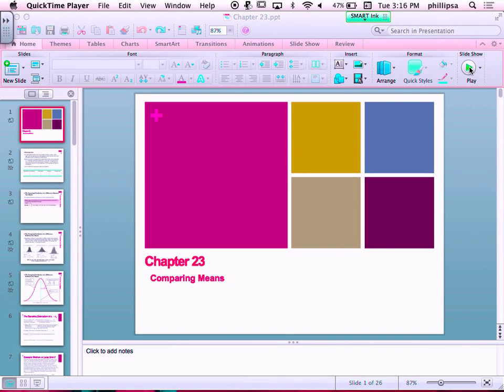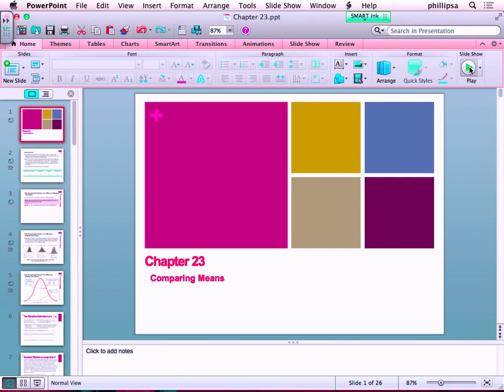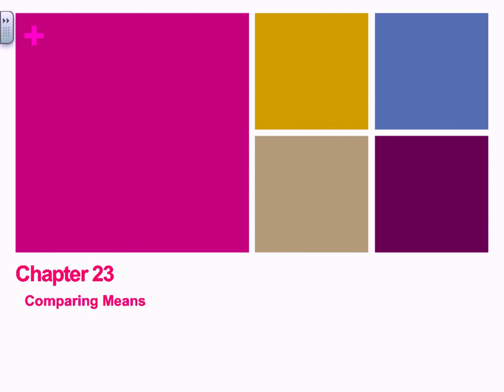Okay, guys, first video for chapter 23. So you're going to notice that the very beginning of chapter 23 is going to look a lot like your chapter 21. At this point, we are done with inferencing about a single mean. So now we're going to take a look at comparing two means.